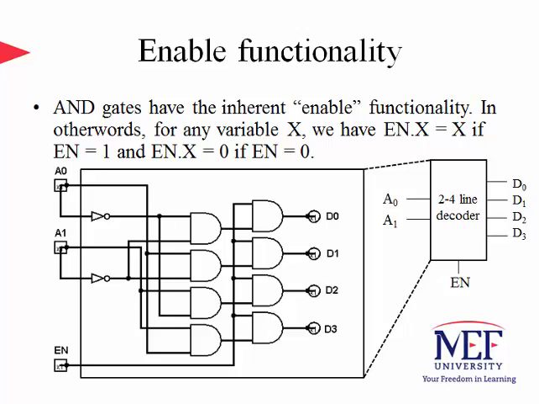The additional enable functionality adds extra 4 AND gates to the circuit due to the AND gate's inherent enable functionality. So here's the example. We've got inputs A0, A1 and an enable port that is basically at the end of the circuit, which puts extra 4 AND gates at the output, and the output of the circuit is the output of the last stage of the set of AND gates. For any variable x, we have en, the enable input, and that ANDed with x gives you x if en is 1 and gives 0 otherwise. In other words, the output is 0 when en is 0.